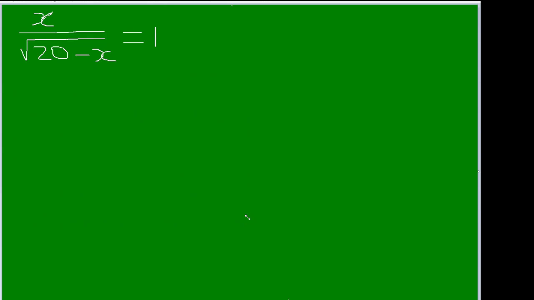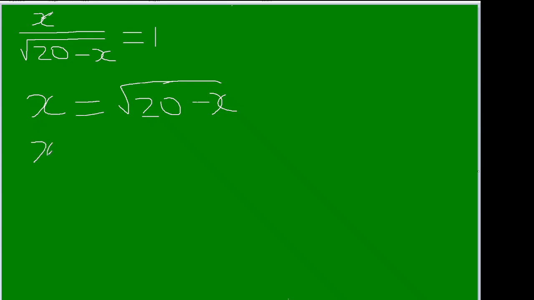Here, after we multiply by the denominator, we're left with x on this side. We're left with x is equal to anything multiplied by 1 remains the same, so we have 20 minus x. Now we have to remove the square root in order to factorize.